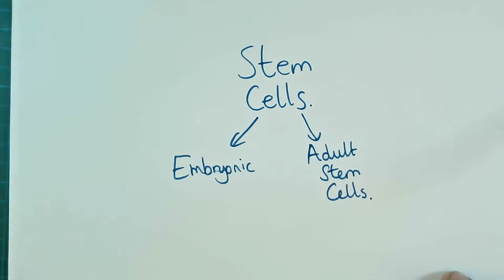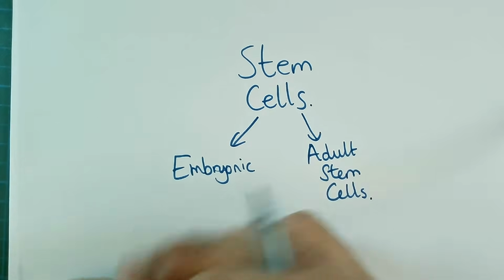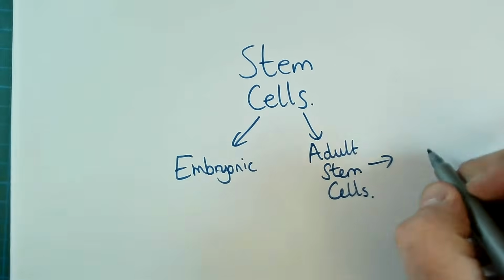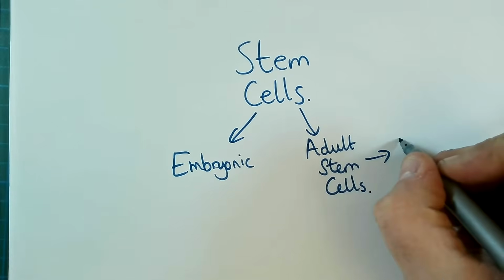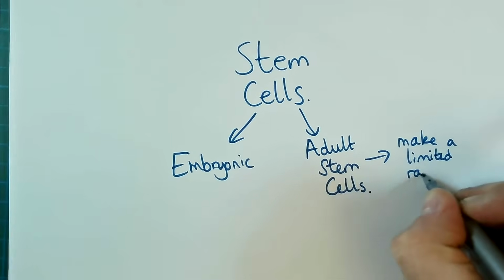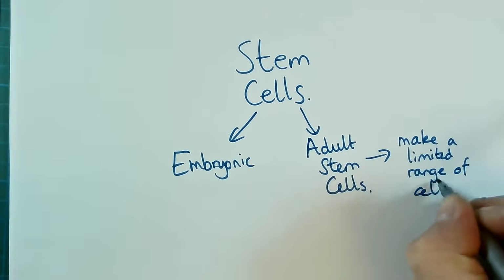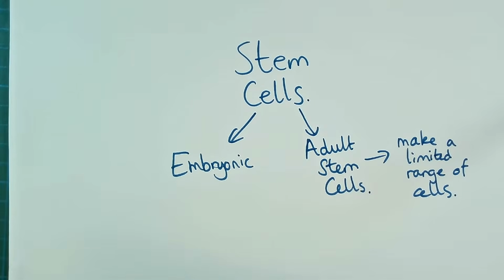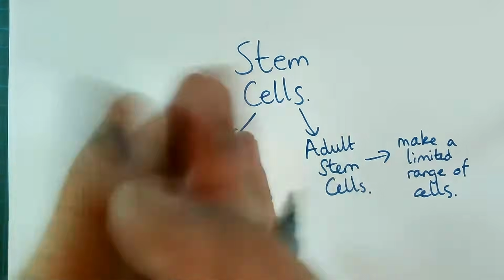Okay. Now, adult stem cells might be like skin stem cells. The classic place for stem cells is your bone marrow. The point of these is they can do mitosis, and they can specialize, and they can make a limited range of cells. So, for instance, a skin stem cell is not going to make my heart. My bone marrow stem cells are not going to regenerate my nerves. They can make a limited range of cells.